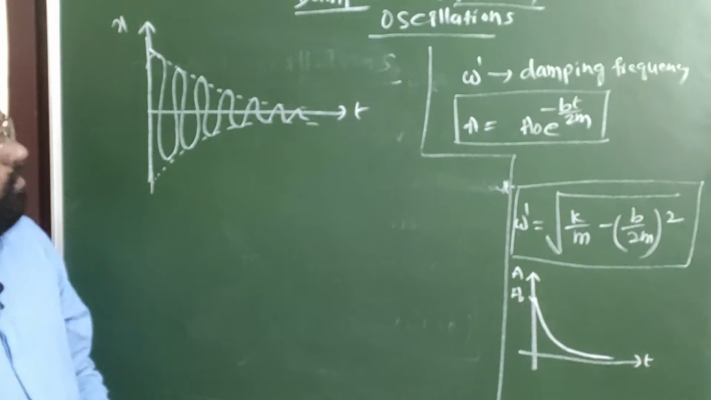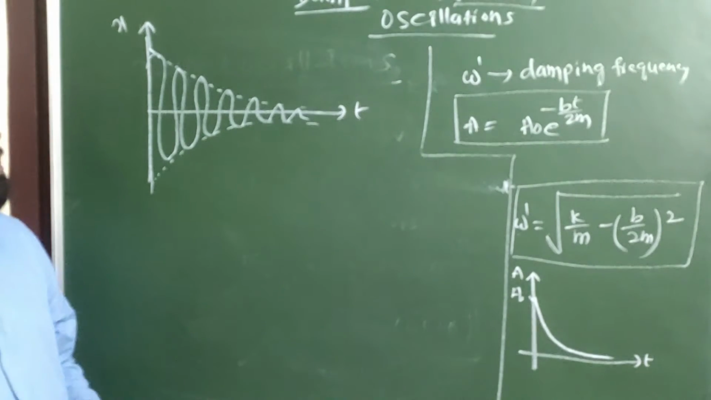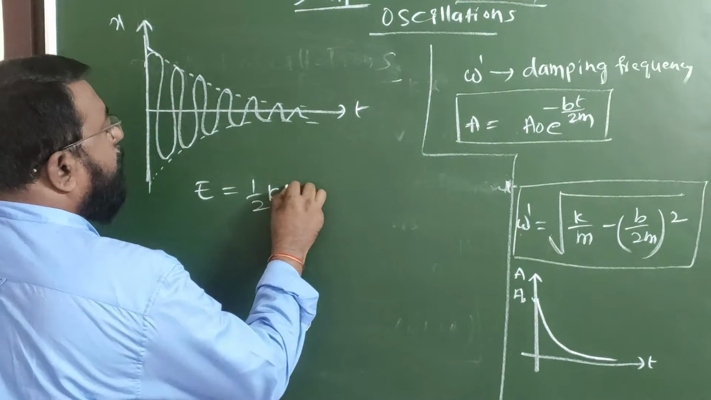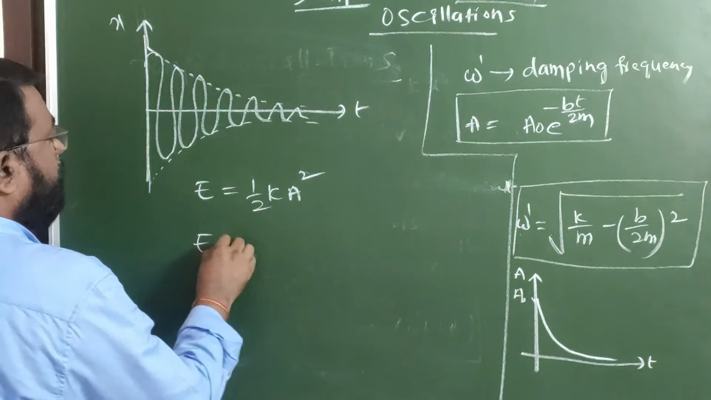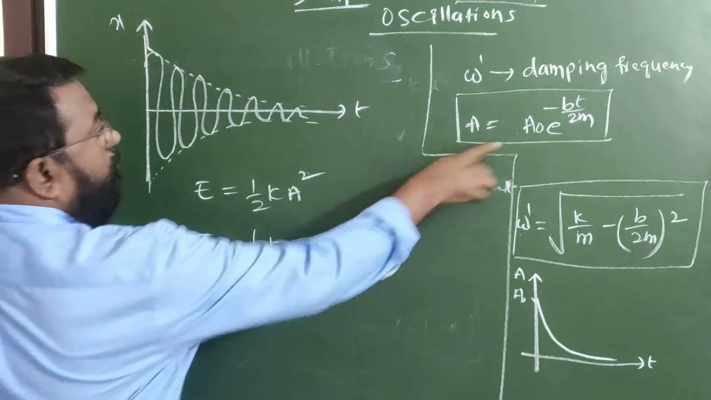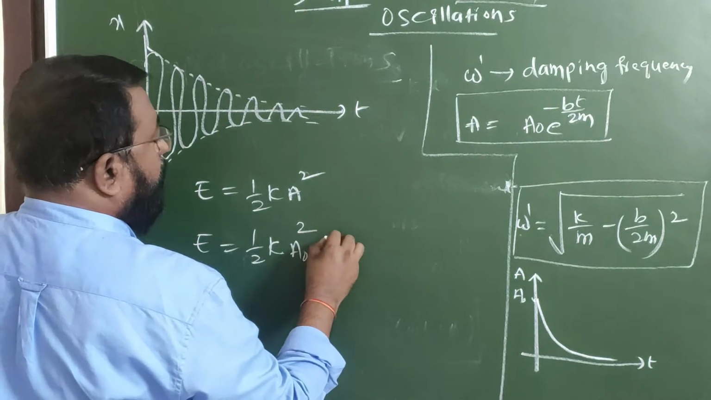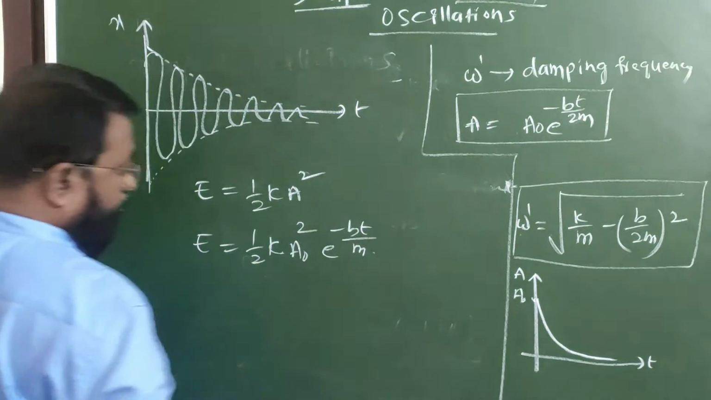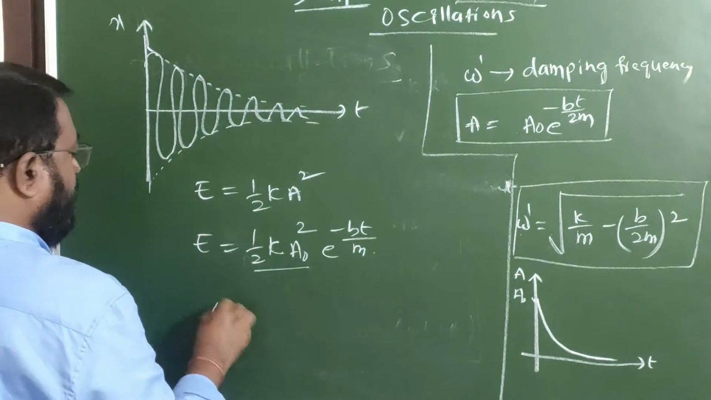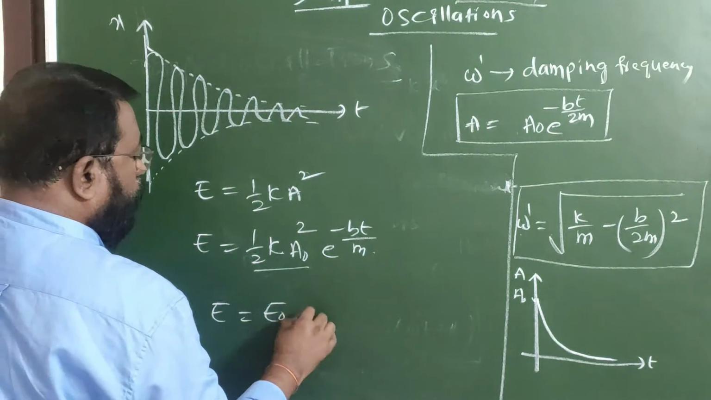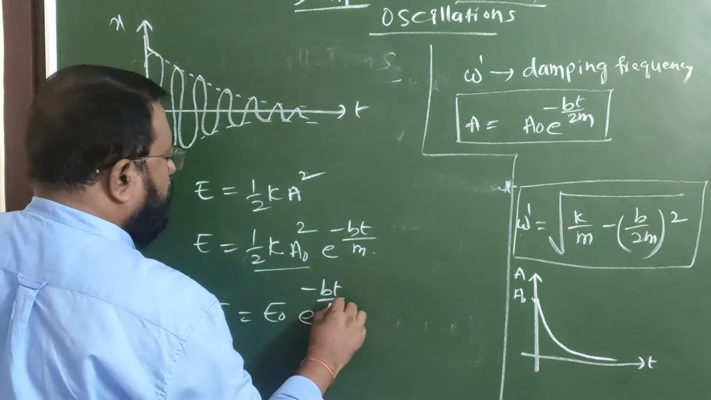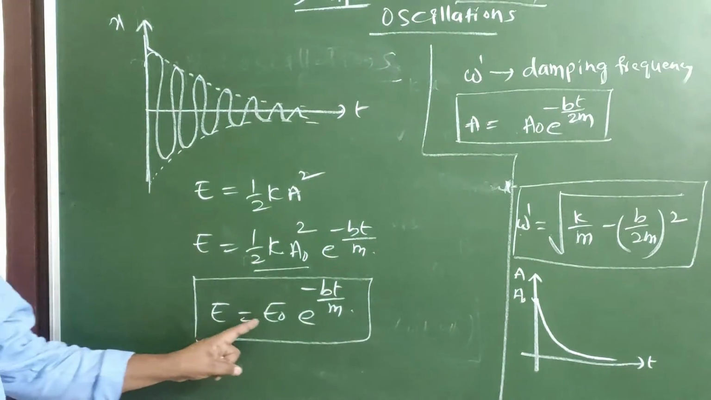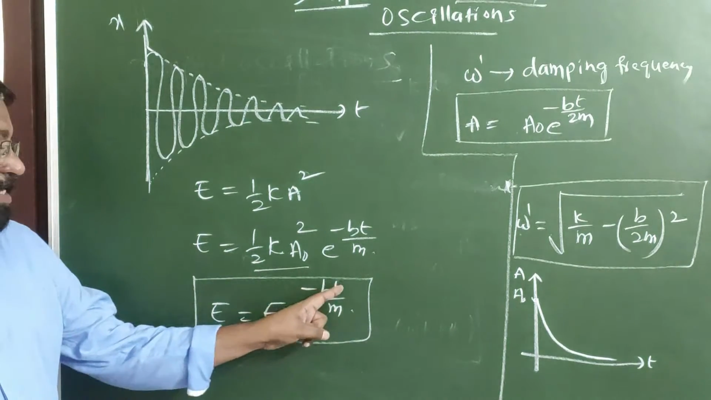In damped oscillations, energy also decreases. Energy is equal to 1 by 2 k A squared. This becomes E is equal to 1 by 2 k A naught squared e to the power of minus bt by m. This is the initial energy, E is equal to E naught e to the power of minus bt by m. This is the energy at any time t.